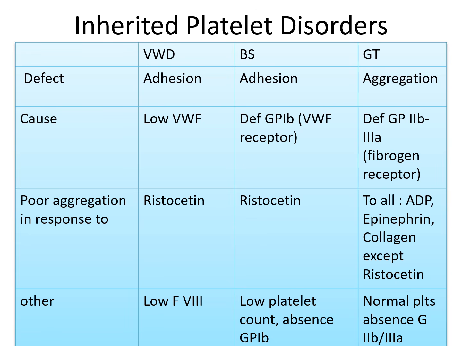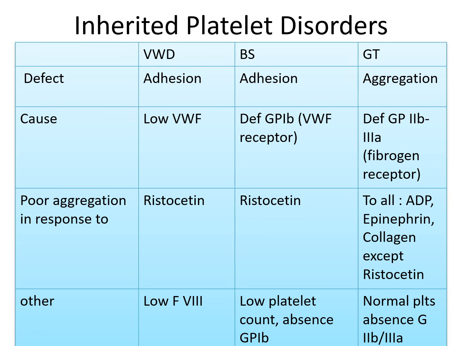The last disorder is Glanzmann's thrombasthenia. The problem is not in adhesion but rather in aggregation, due to deficiency in glycoprotein 2b3a receptor. And in this disorder, there is good aggregation to ristocetin because the problem is not in von Willebrand factor or its receptor. So the ristocetin test is normal in Glanzmann's thrombasthenia.